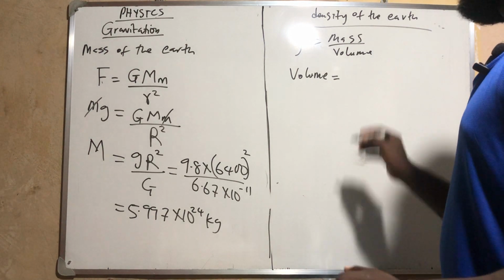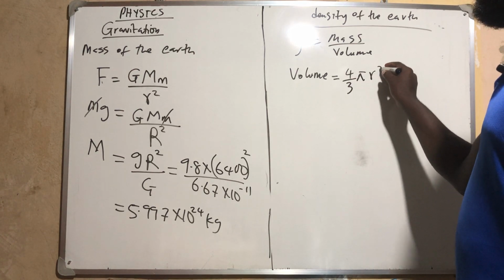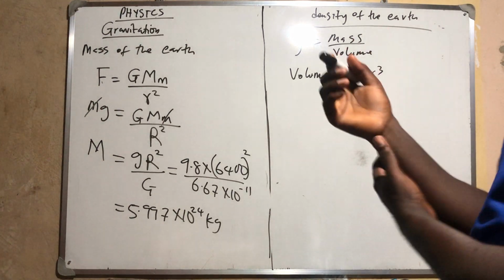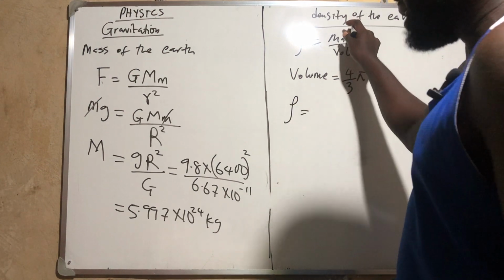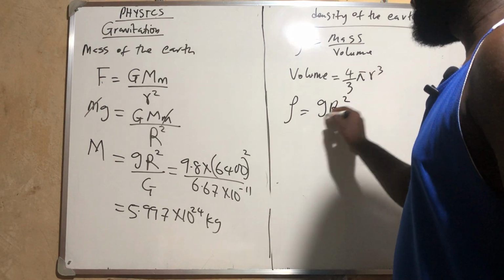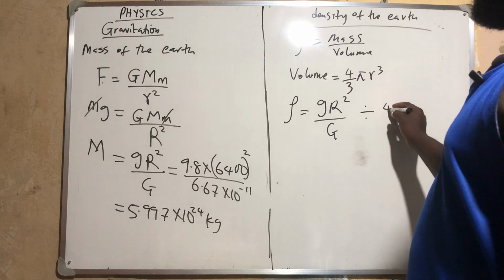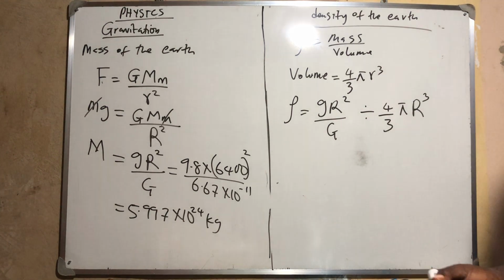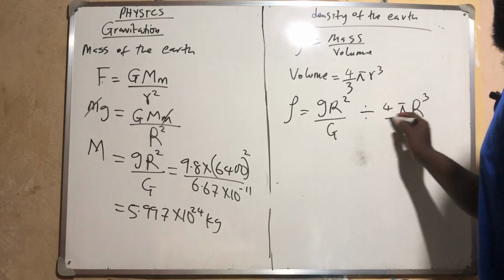So the volume of a sphere is 4 over 3 pi r cube. So if we now put it here to calculate our density, density is equal to mass. The formula for mass we got is g(r squared) over capital G. Now divided by the volume, which is 4 over 3 pi big R cube, because we're talking about the radius of the earth.